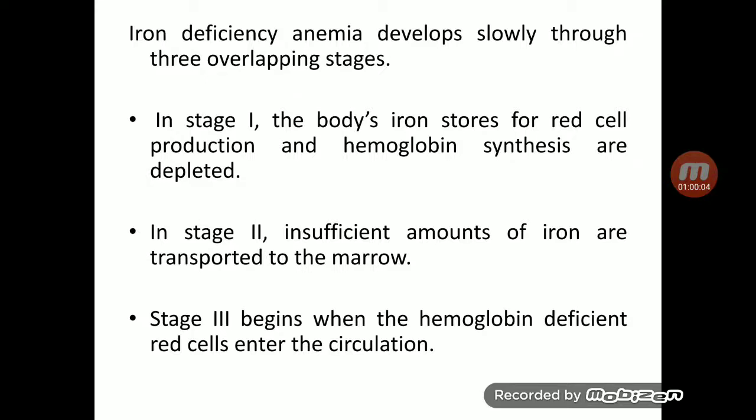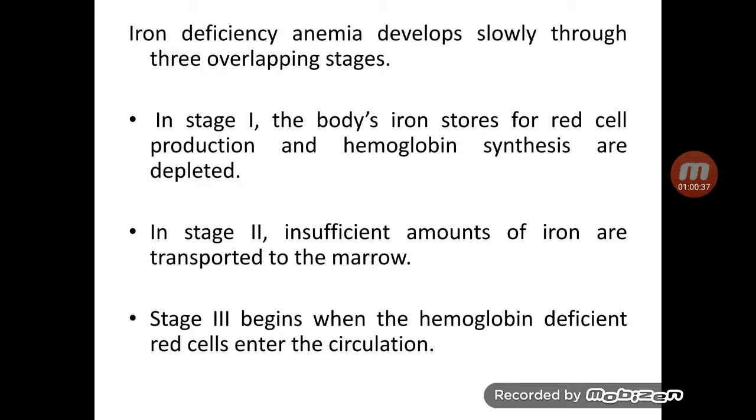In case of stage 1, normally the body iron stores for RBC production and hemoglobin synthesis are depleted. But in this case, normal RBC production is being done because your iron stores that are there in your body are giving out iron for the production of your RBC. So there is going to be depletion in your storage.